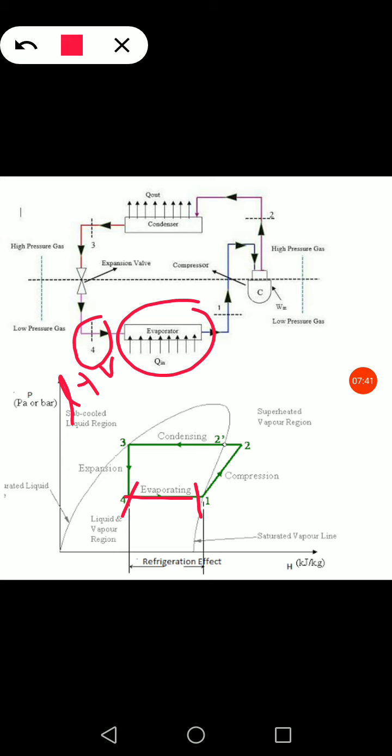So this is all about the vapor compression refrigeration system that is generally used in a refrigerator or air conditioner, and the process is also called refrigeration.